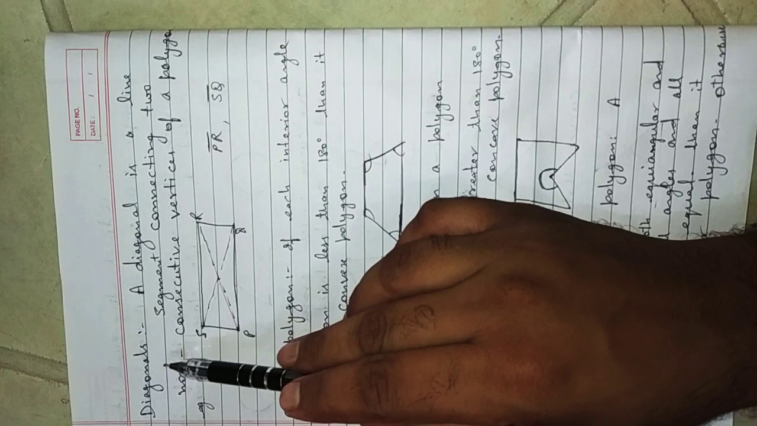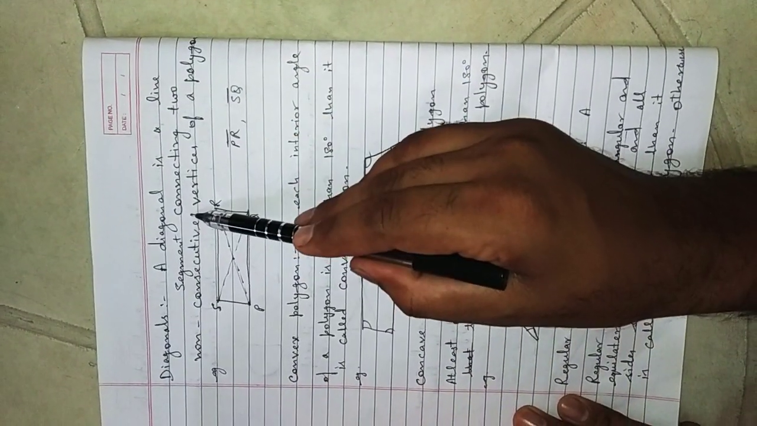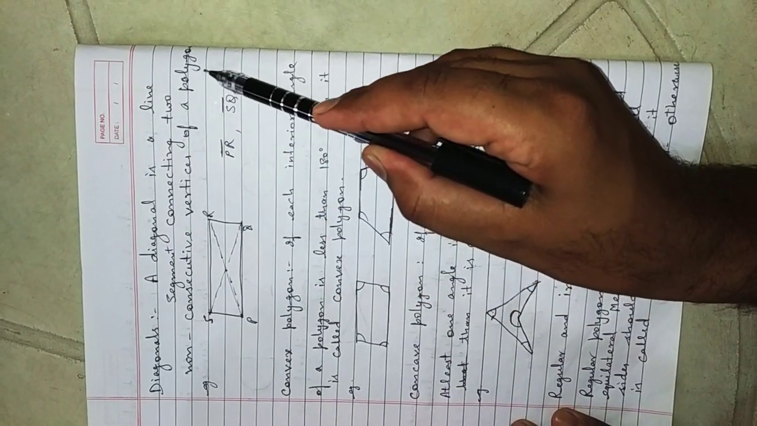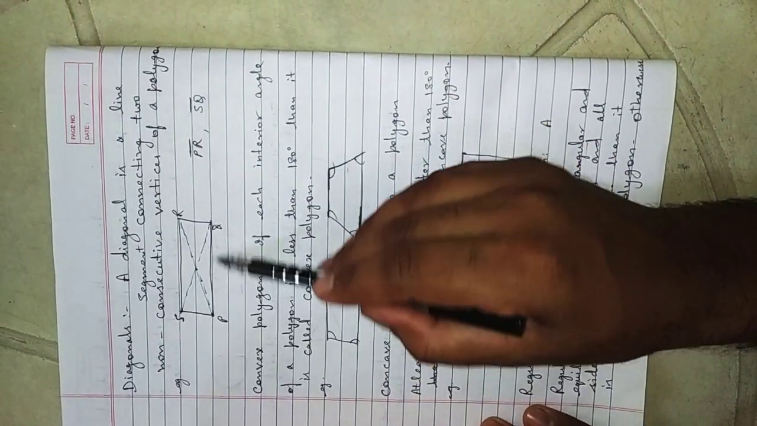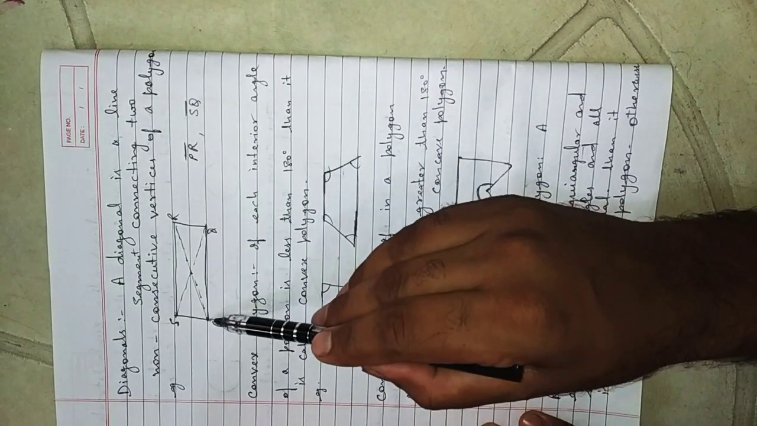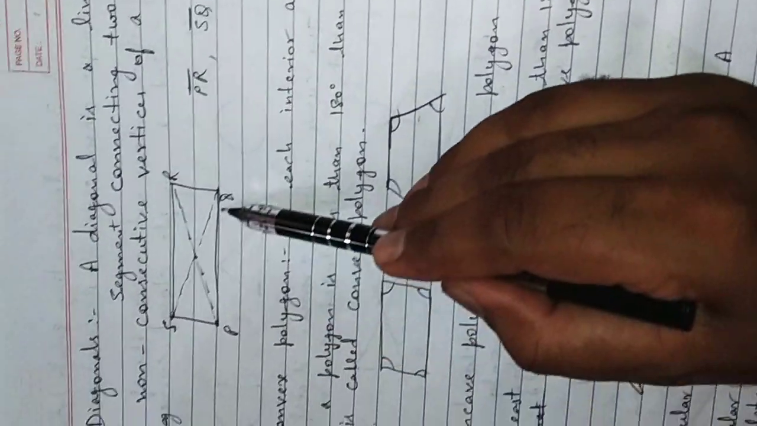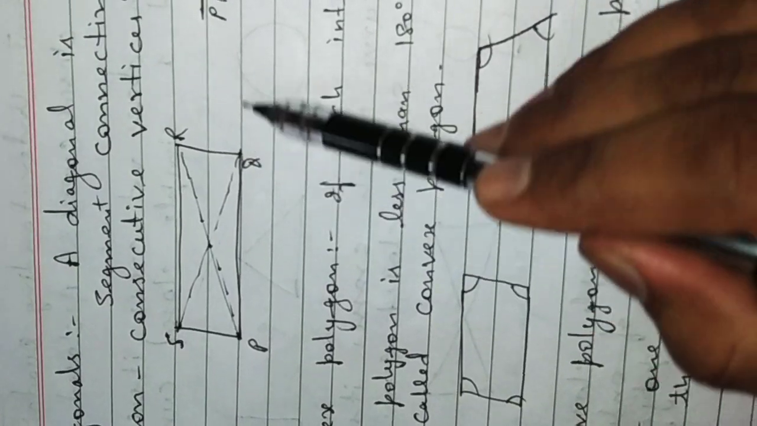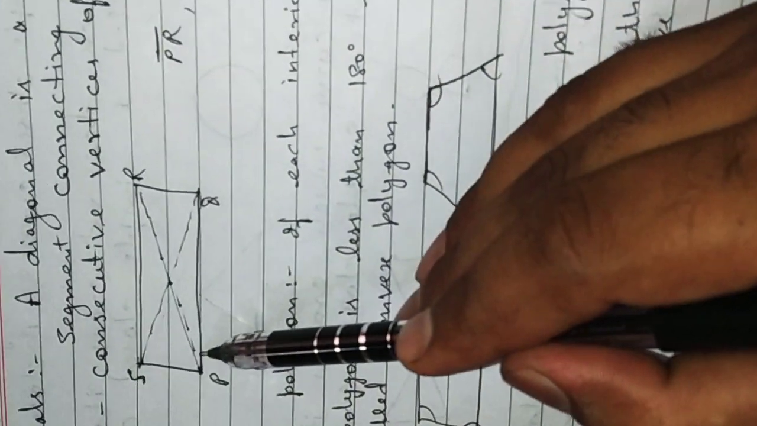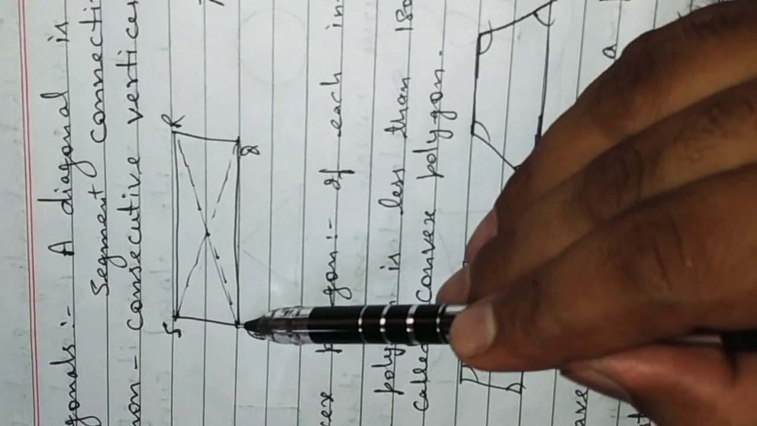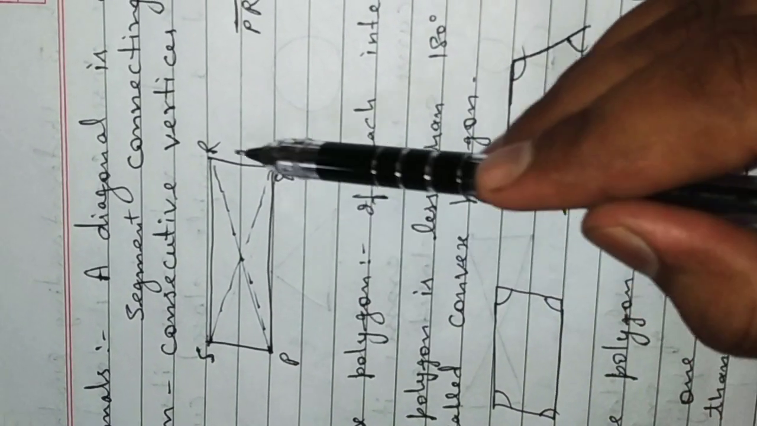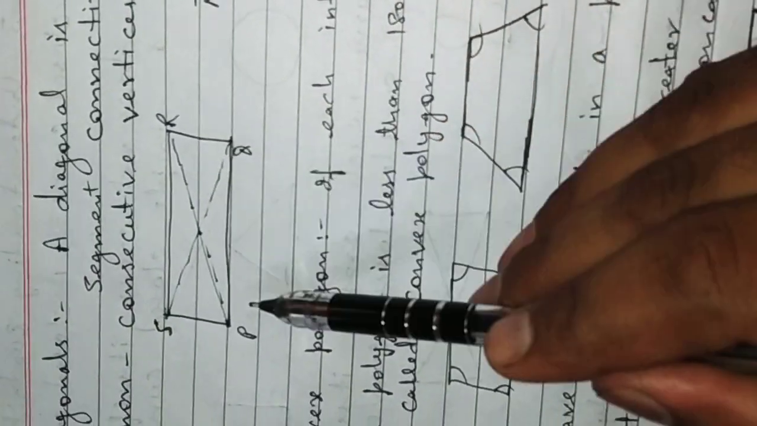Now what is a diagonal? A diagonal is a line segment connecting two non-consecutive vertices of a polygon. So suppose this is a rectangle. It has four vertices P, Q, R, S. Now here PR and SQ are the diagonals, as they connect two non-consecutive vertices. You have to join alternate vertices to get the diagonal.